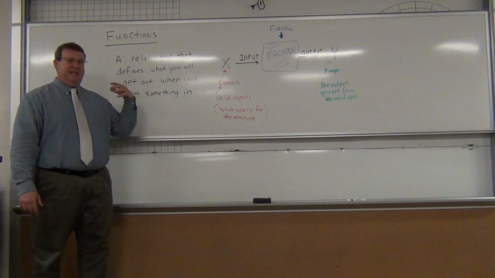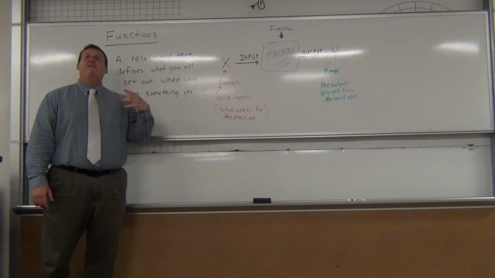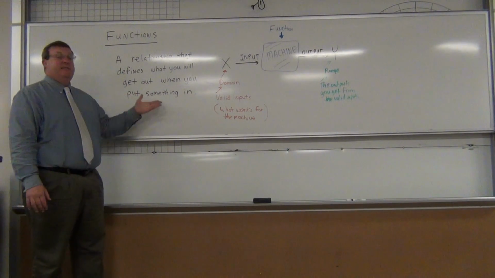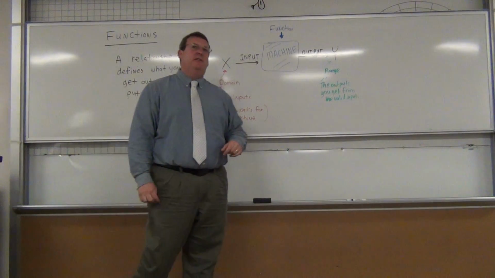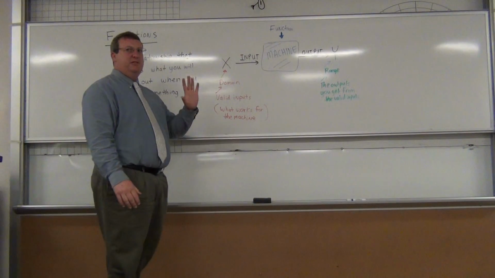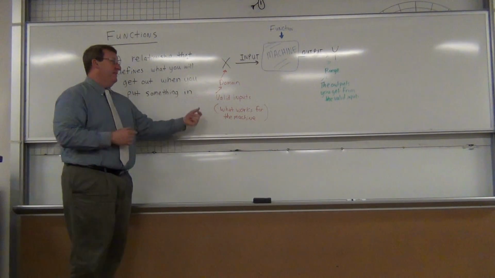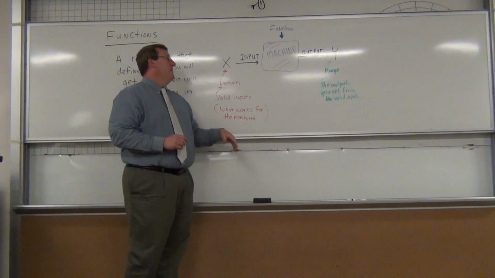Let's give you a kind of an informal definition. It's a relationship that defines what you will get out when you put something in. Now there's fancy definitions, they call it a relation that has a unique output, but let's hold off for now. I just want you to understand a relationship, something defined by something else. It's really illustrated well with a diagram.